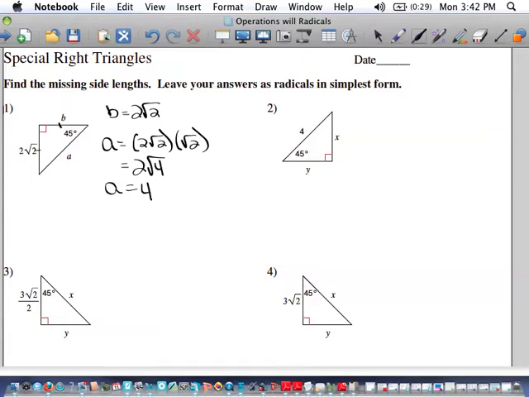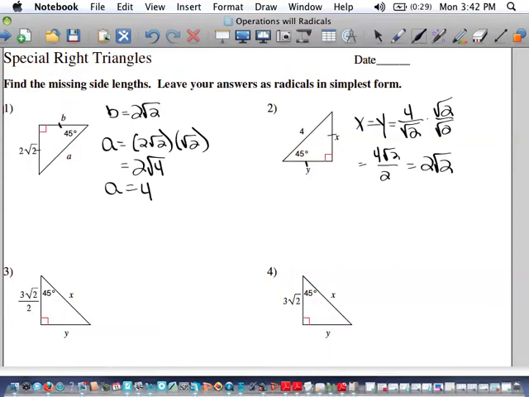Number 2, again, the legs are congruent, so x is equal to y, which is equal to the length of the hypotenuse divided by the square root of 2. Now I have a radical in the denominator, so I have to rationalize that. That becomes the square root of 2 over the square root of 2, so that becomes 4 root 2 over 2. You can simplify that to 2 root 2.